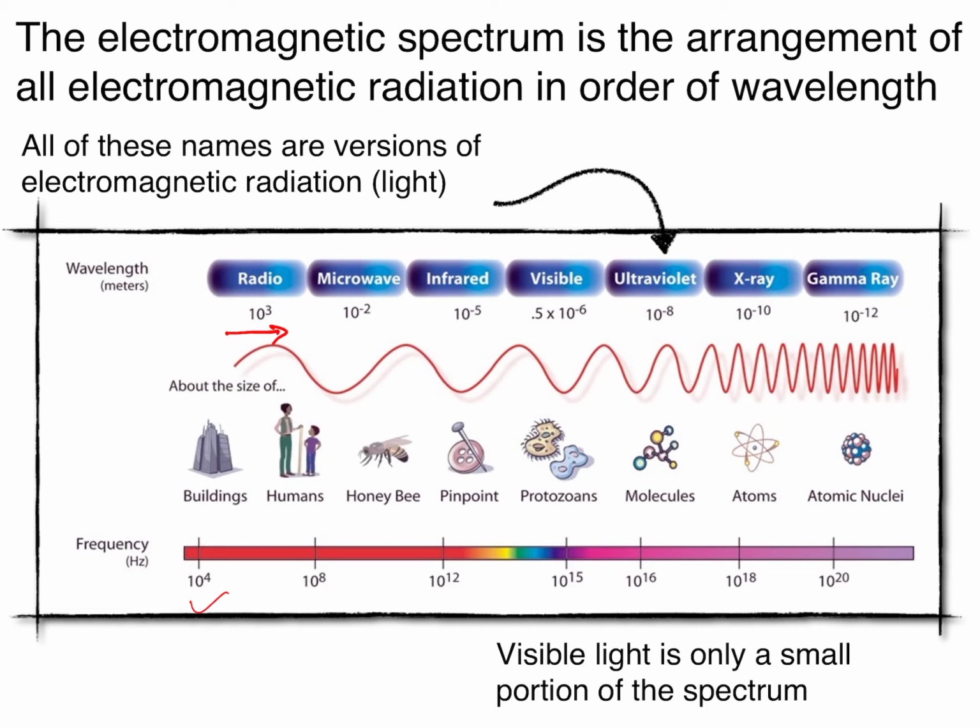They have very high frequency. As I mentioned earlier, when the wavelength decreases, the frequency increases. Frequency increases means the energy increases. So, we can say that visible light is only a small portion of the spectrum.